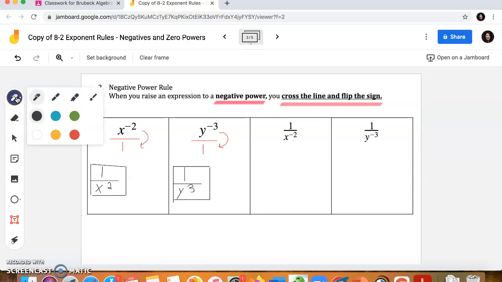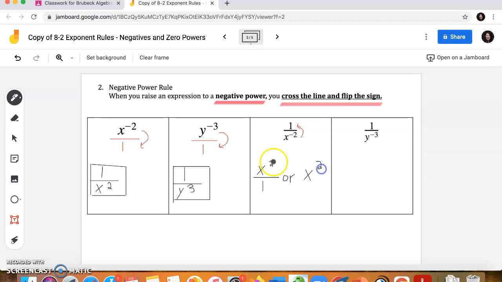Then for the next one, we already have a line. We already have a fraction. So again, all you do is you cross the line and you flip the sign. This time we're going to cross the line and come to the top. So when we write that, we're going to write it with X on the top. And then that negative exponent becomes a positive exponent, and then you can put a 1 on the bottom. That's it. You also can just write this as X to the 2nd power.